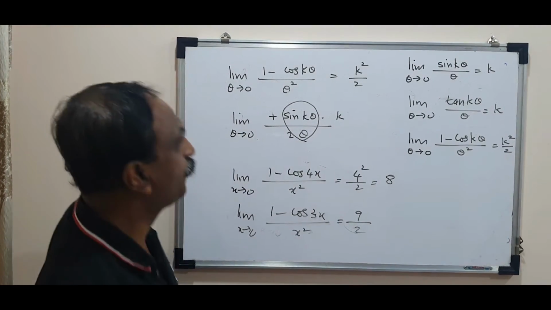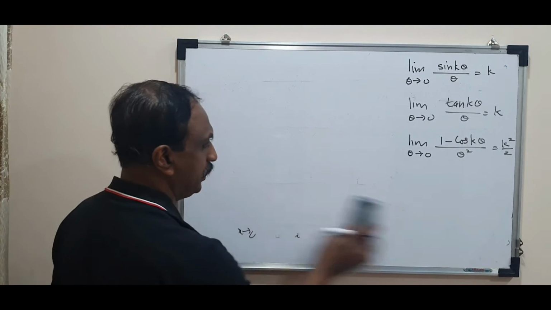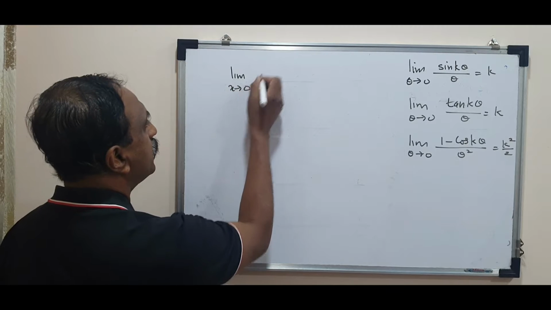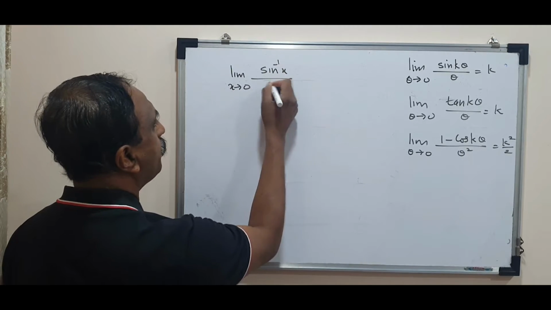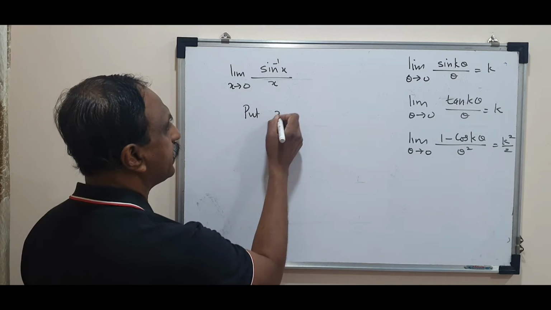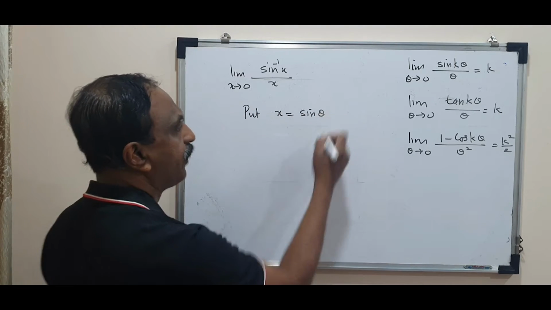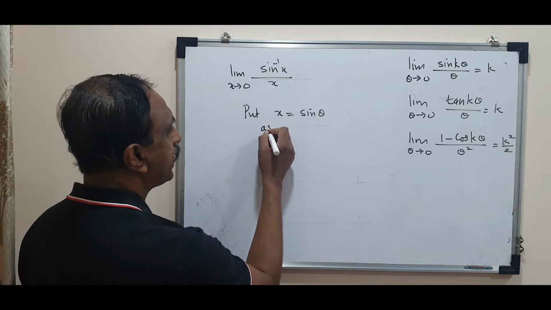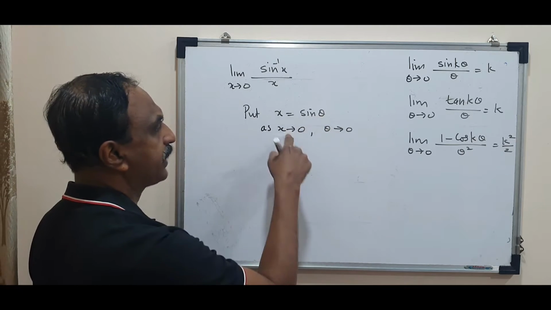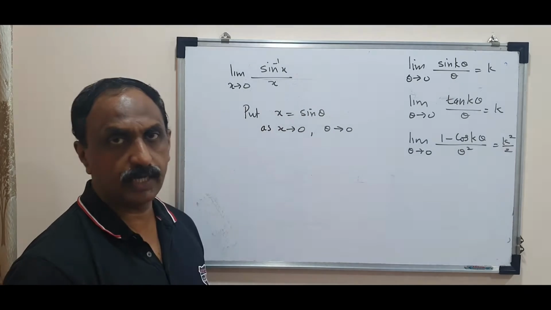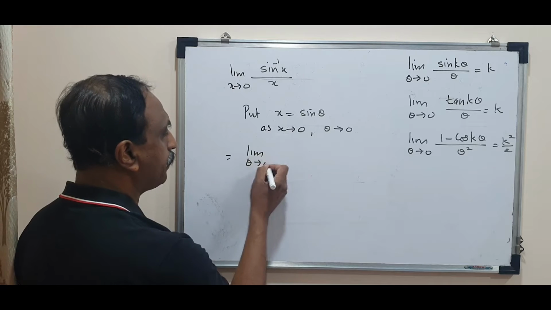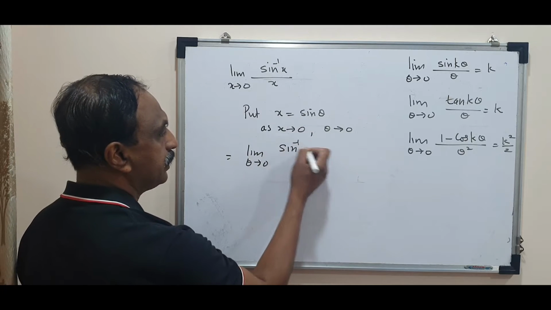Now we come to a few questions on inverse functions. What will be limit x tending to 0, sine inverse of x upon x? So what happens when I put x as sine theta? If I put x as sine theta, as x tends to 0, theta also will tend to 0, because when x is 0, theta is also 0, sine 0 is 0. So I can say this as limit theta tending to 0, in place of x, I am writing sine theta.